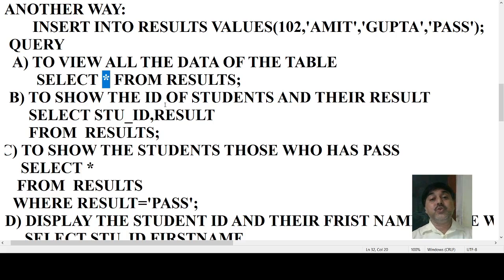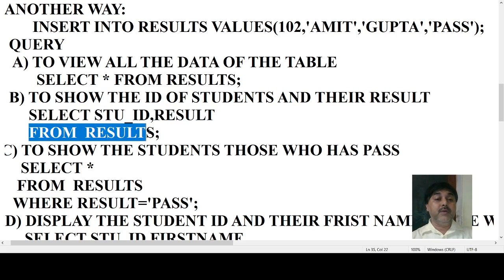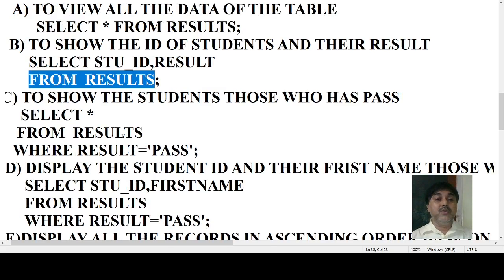Now if you want to show the ID of the students and the result, we can write student ID comma result from student. Only student ID and result will be shown from this particular table. Now if you want to see the students who have passed, select asterisk from result.